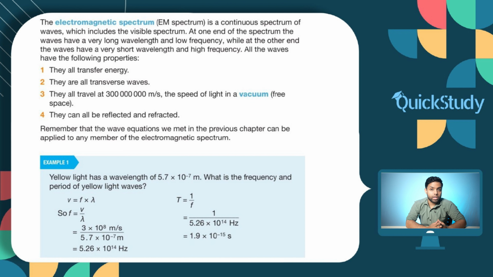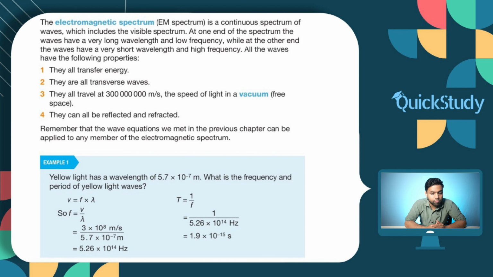So from this, we can understand a few things, which is that the electromagnetic spectrum is a continuous spectrum of waves, which includes the visible spectrum. At one end of the spectrum, the waves have a very long wavelength and low frequency, while at the other end, the waves have a very short wavelength and high frequency.